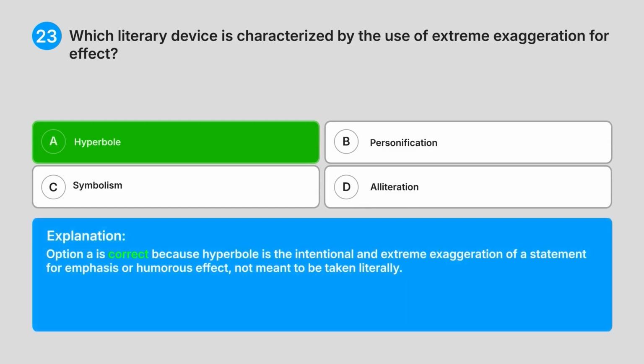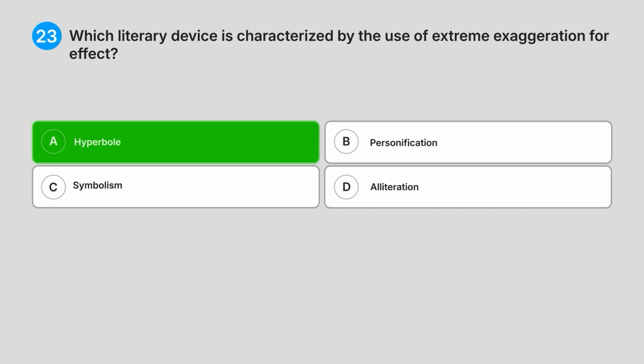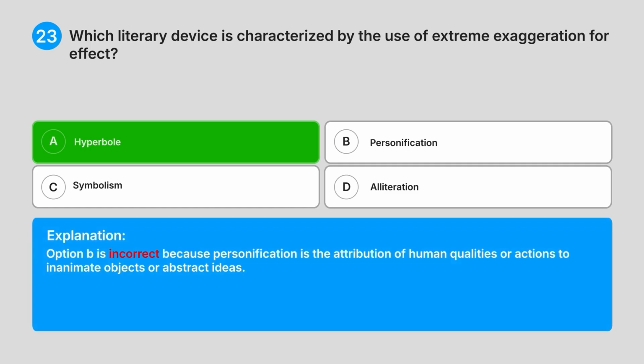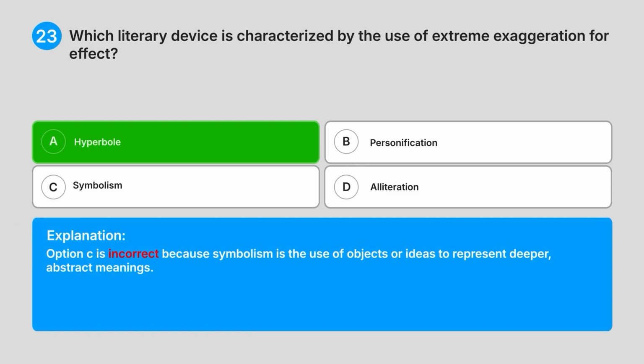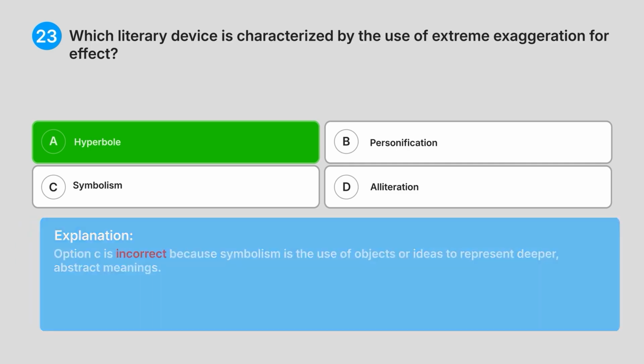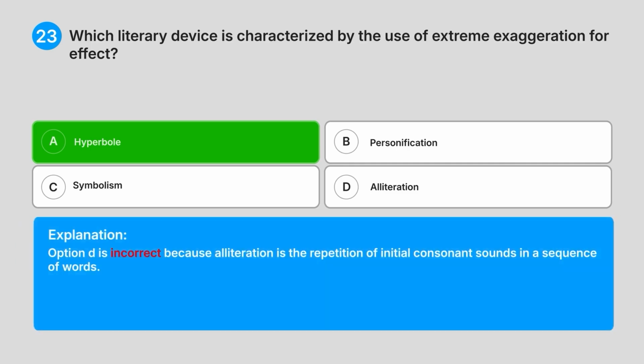Explanation. Option A is correct because hyperbole is the intentional and extreme exaggeration of a statement for emphasis or humorous effect, not meant to be taken literally. Option B is incorrect because personification is the attribution of human qualities or actions to inanimate objects or abstract ideas. Option C is incorrect because symbolism is the use of objects or ideas to represent deeper, abstract meanings. Option D is incorrect because alliteration is the repetition of initial consonant sounds in a sequence of words.